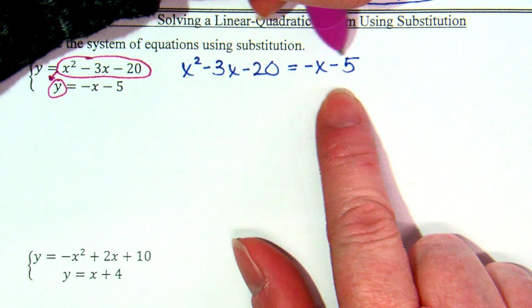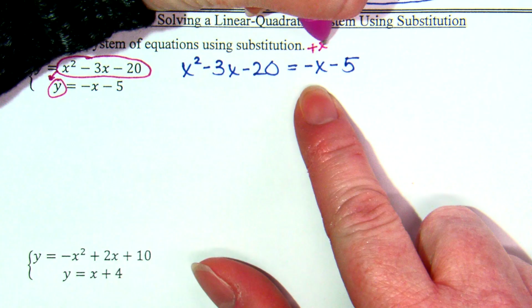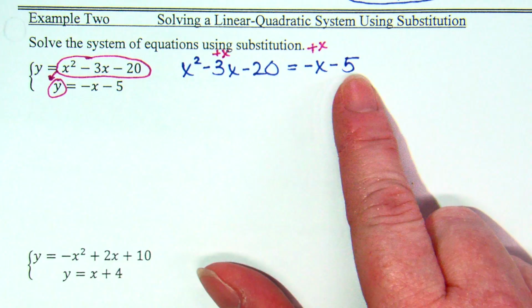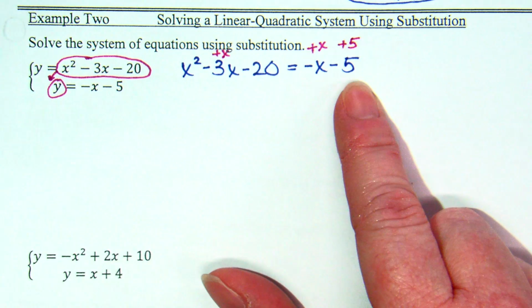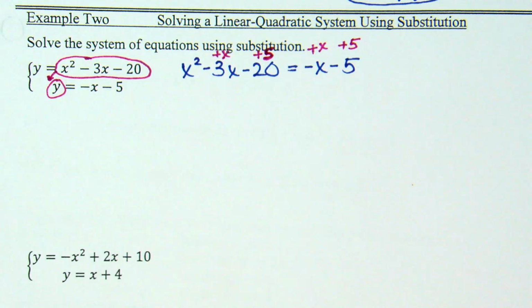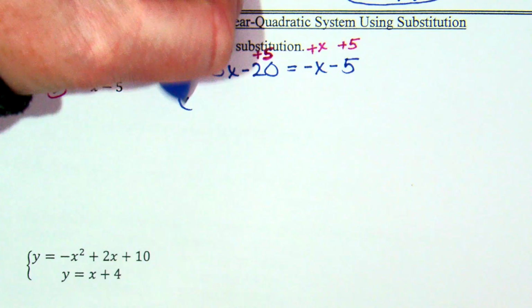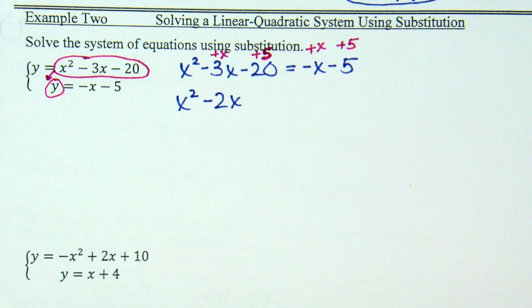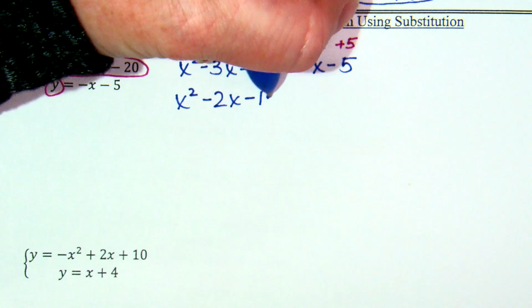So how do you move a negative x? You add x. If I add x on the right, I'm going to add x on the left to my other x term. How do I move a minus 5? You add 5. If you add 5 on the left, we add 5 on the right. So, clean this up, putting like terms together. X squared, what's minus 3x plus x? Minus 2x. Minus 20 plus 5? Minus 15 equals 0.